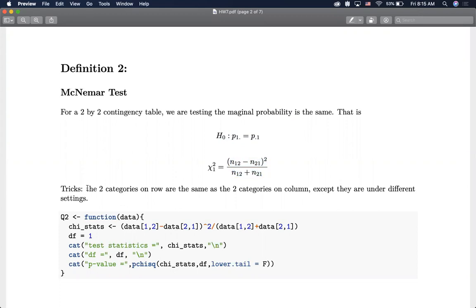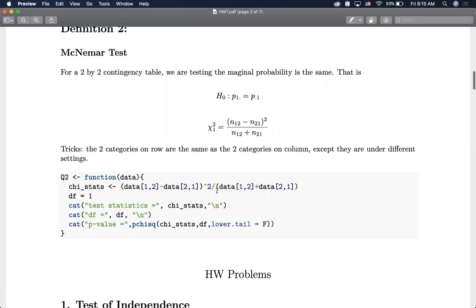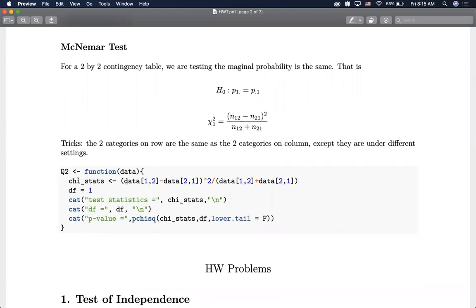For this type of test, we will often observe only two categories on the rows and two categories on the columns, and they are very likely to be the same two categories, except probably under different settings. You will see that in this homework. I also define the function, which basically takes the data and rewrites this part here. Degree of freedom is always 1, and then I put everything here.